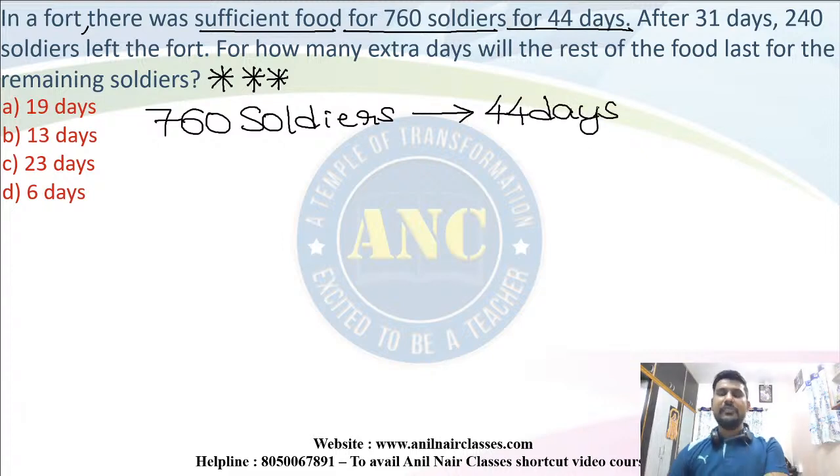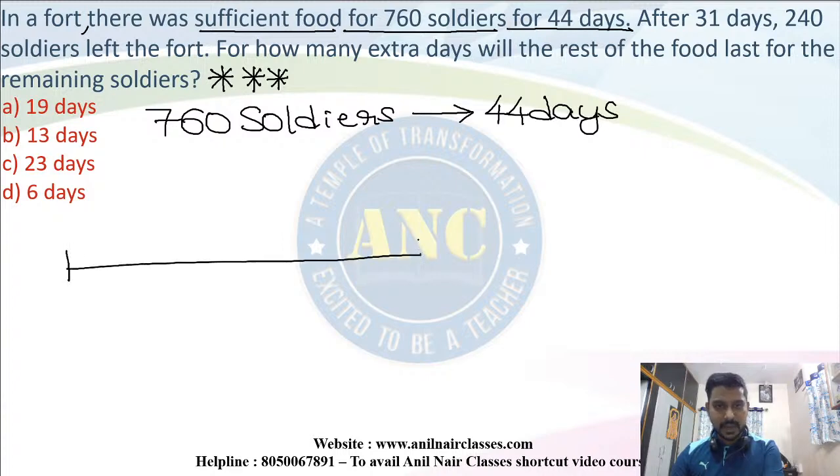That means they can have 100% of food for all the 44 days. No risk at all, no need of thinking that I am still hungry, but there is no food available. Sufficient food is available for the 760 soldiers for the first 44 days. So that means if I put it in a diagrammatic format, suppose for example, there are totally 760 soldiers.